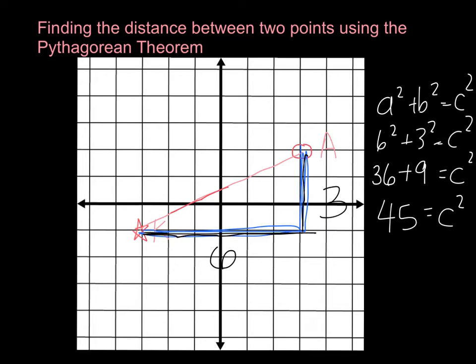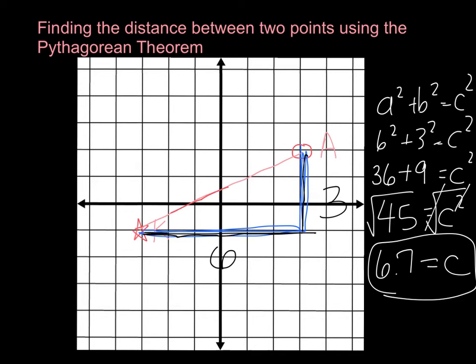And then you want to square root both sides to get c. Those cancel out. And the square root, sorry, I had to use my calculator. The square root of 45 is approximately 6.7. Let's round it to the nearest tenths, okay? So it takes about, let's say, 6.7 miles or something to go from Carrie's house to Amaya's house.